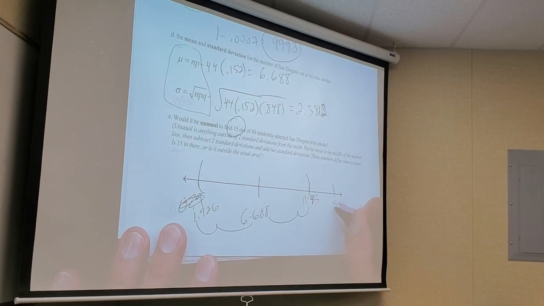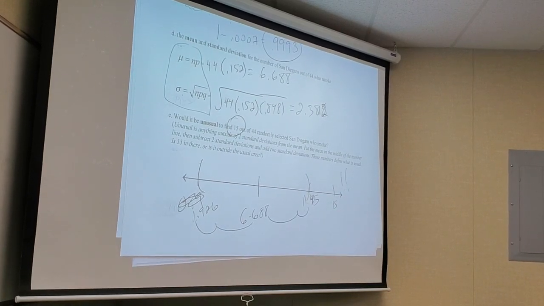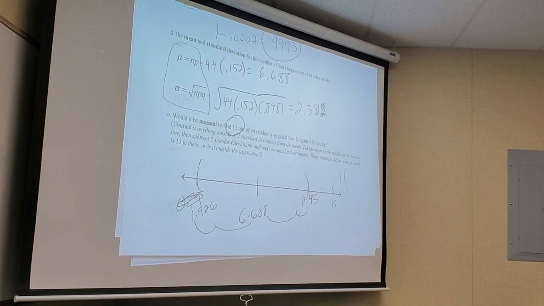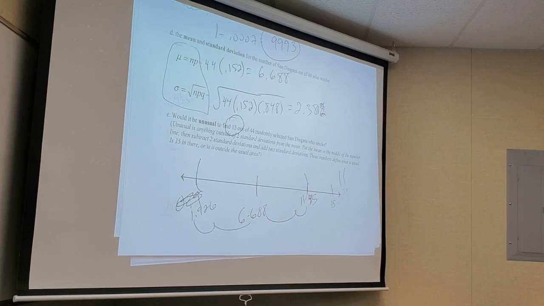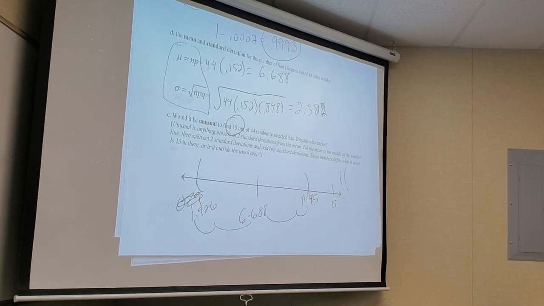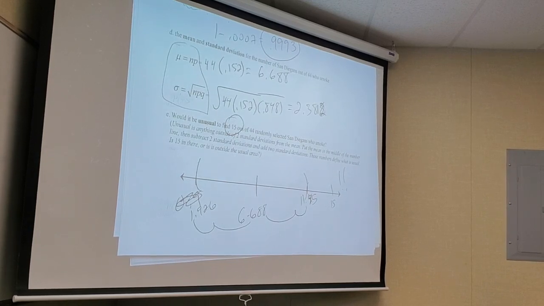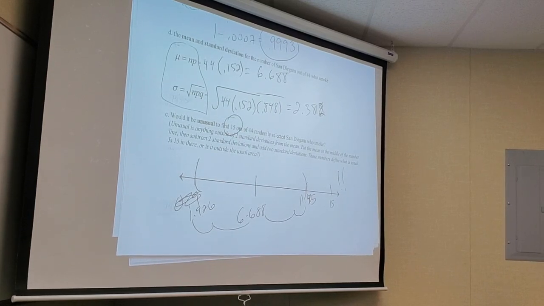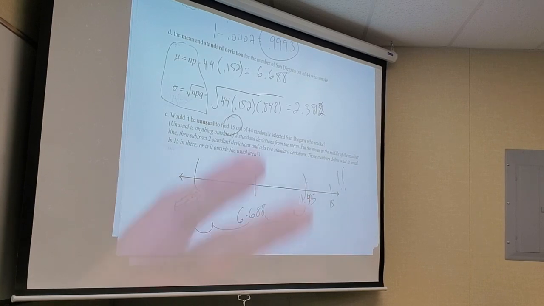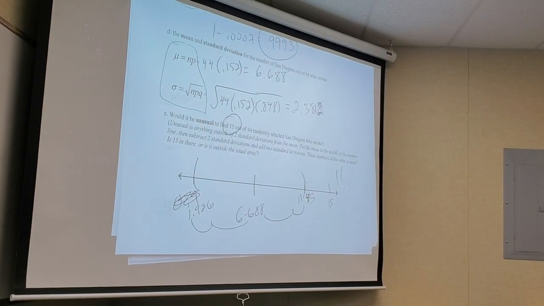It's up here. So would that be unusual? Oh yeah. It is further away from the expected, the average, than normal. That is unusual. So we officially call anything that is more than 2 standard deviations away from the mean unusual. Unusually tall, unusually short, unusual number of people that smoke, whatever.